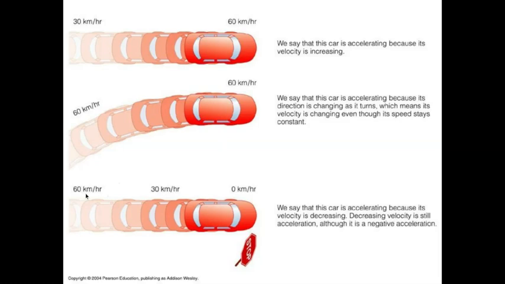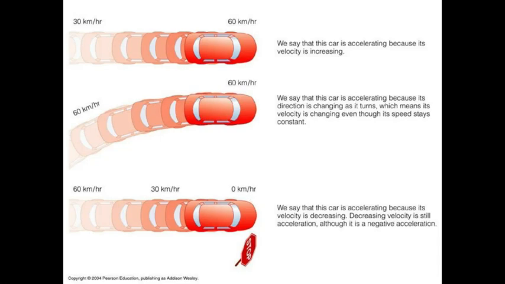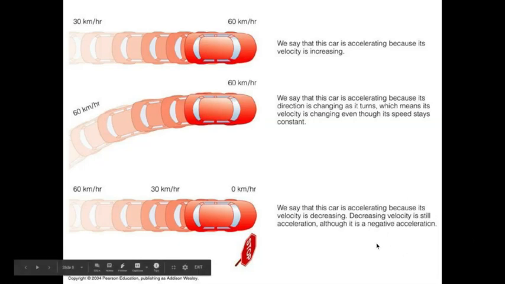And another example would be starting at 60 kilometers per hour and then going all the way into a stop to 0 kilometers per hour. This is an acceleration because the speed has changed. You went from 60 to 0. So acceleration can be a decrease in speed and a decrease in velocity. But when it's decreasing, that is known as a negative acceleration or decelerating.